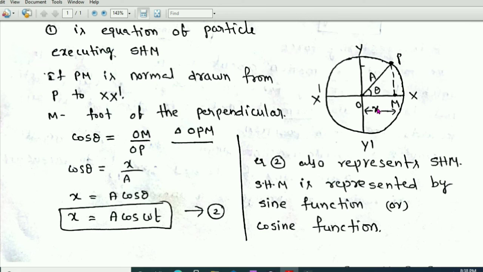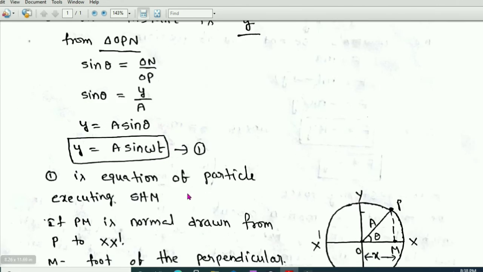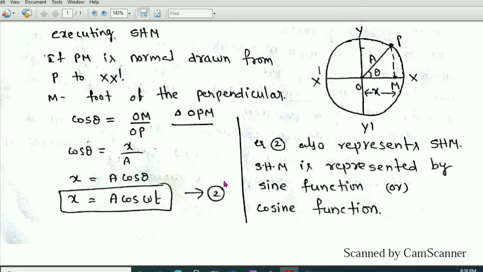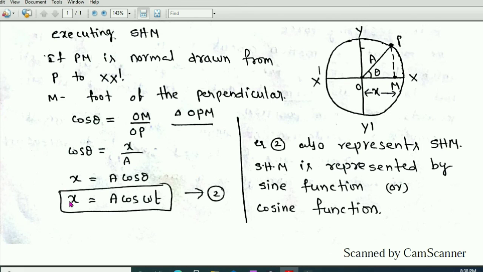Let us consider MO as X and OP is A. From this, if we cross multiply, we get X is equal to A cos theta, so X is equal to A cos omega t, as we discussed that theta is equal to omega t. Let it be equation number 2. Equation number 1: y is equal to A sin omega t. Equation number 2: x is equal to A cos omega t.